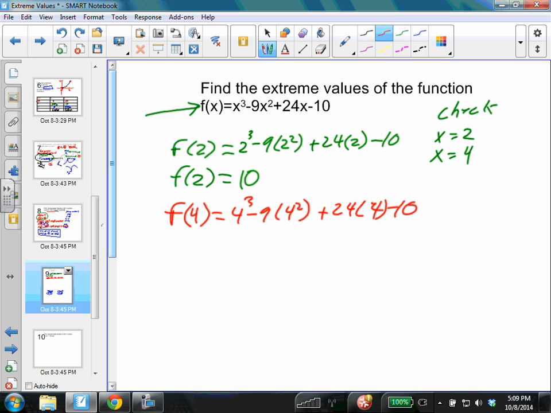And for that, I'm getting 114. Okay? So now, this one's a little tricky. We can't know that these are absolute maximums or minimums anymore, okay? Because we don't have a closed interval.